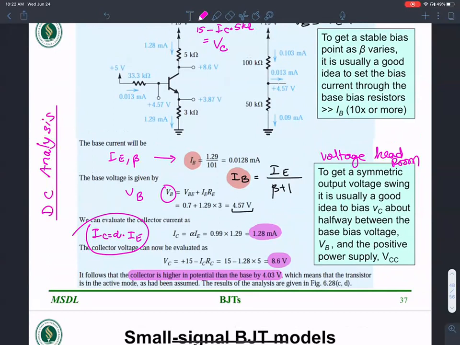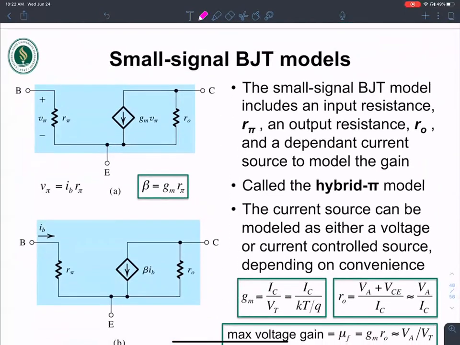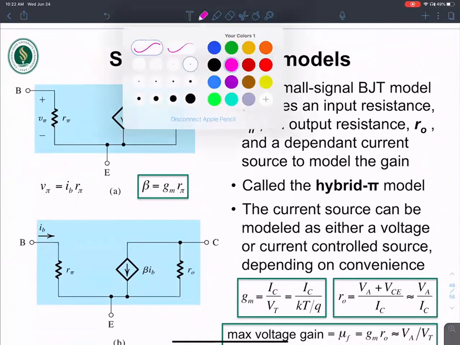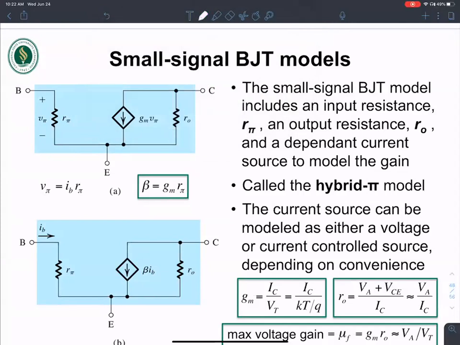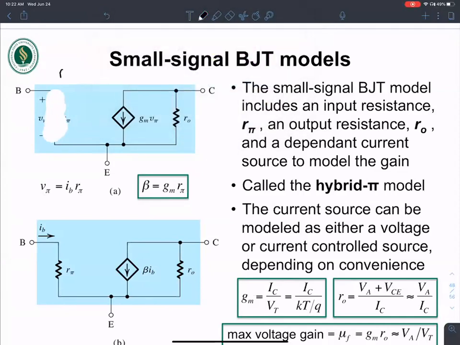Now let's move on to doing the small signal analysis. We did not get a chance to spend a lot of time on the small signal model of the MOSFET, which is in some sense similar. We did not talk about it, but if you were to spend some time on the MOSFET small signal model.